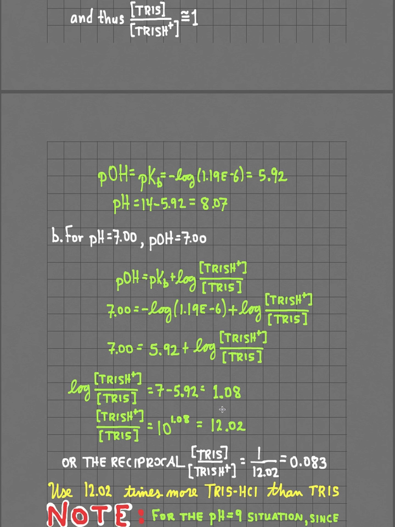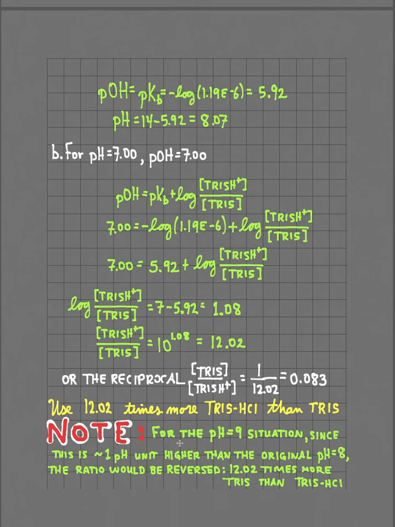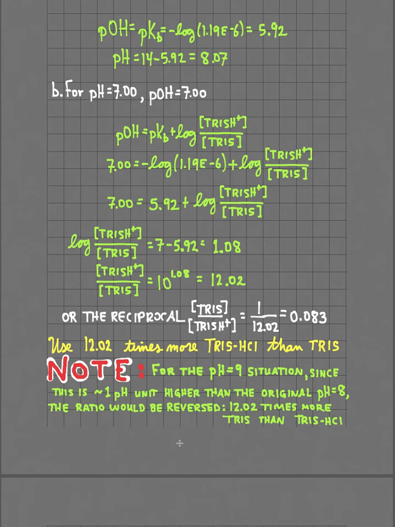And so that ratio must be 12.02. In other words, I want the tris to tris H plus ratio to be 1 to 12.02, or if I think about it, I want 12 times more tris H plus than tris. So I could figure out a mixture of tris salt and tris molecule so as to make the ratio 12 to 1.